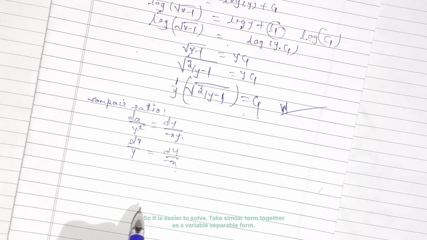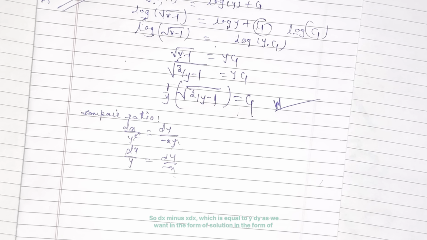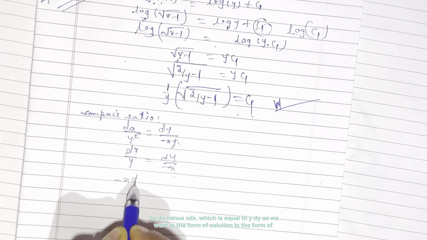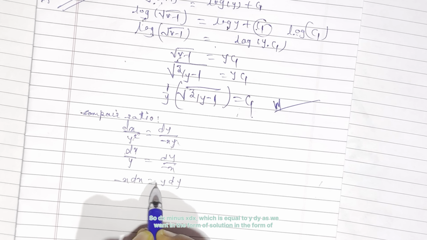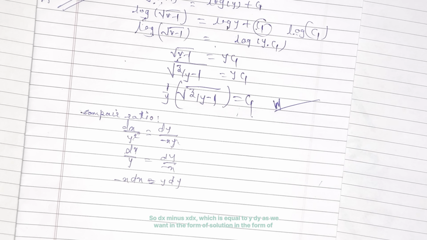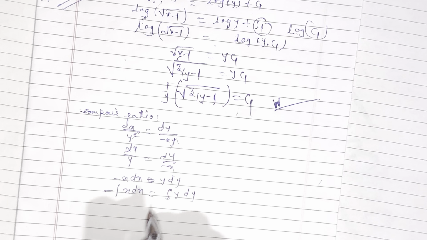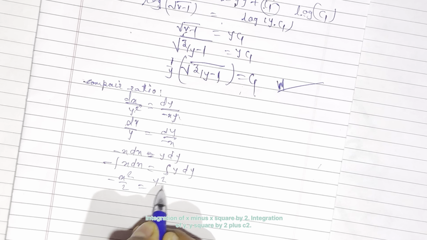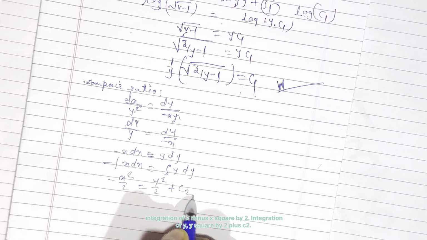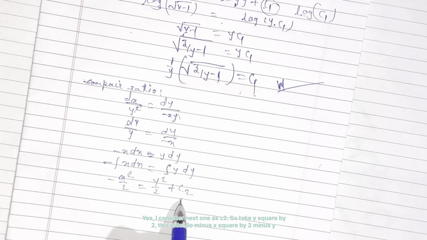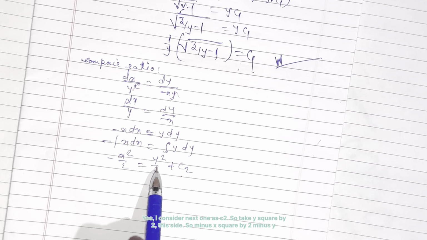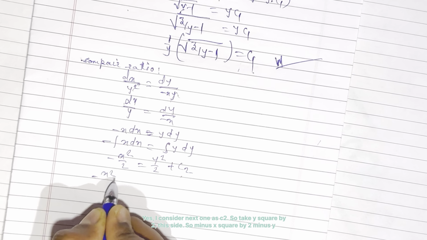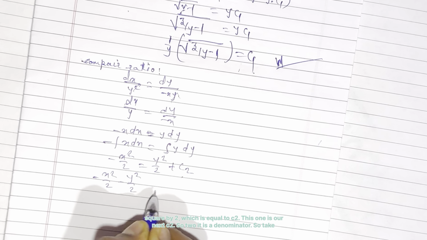Take similar terms together in variable separable form. So minus x dx is equal to y dy. As we want the solution in the form of a function, apply integration. Integration of minus x dx is equal to integration of y dy. So minus x square by 2 is equal to y square by 2 plus c2. Yes, I consider the next constant as c2. Take y square by 2 to this side: minus x square by 2 minus y square by 2 is equal to c2.